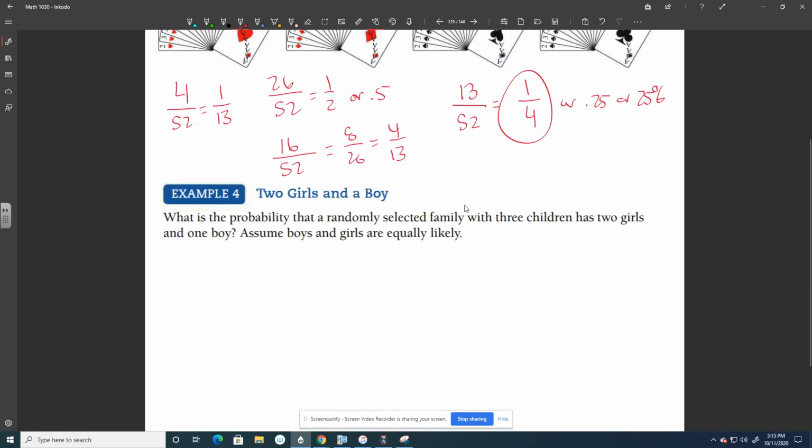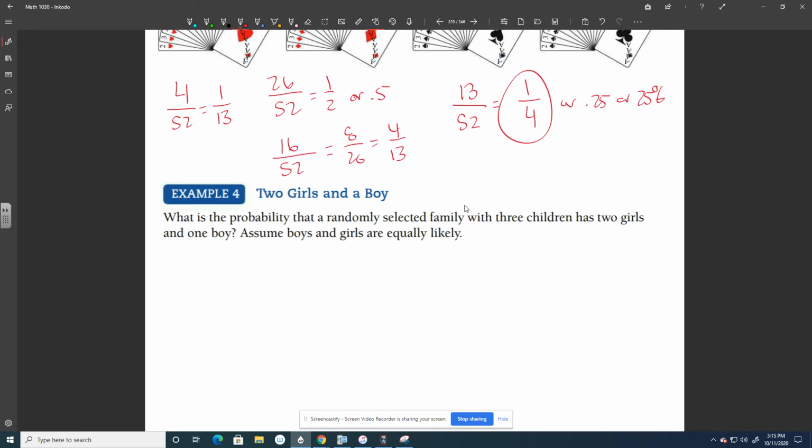Okay. 2 girls and a boy. What's the probability that a randomly selected family with 3 children has 2 girls and 1 boy? Assume that boys and girls are equally likely, which theoretically, the third child, if you've had 2 in a row of the same, the chances that the third is going to be the same is actually super high. At least that's the theory I've heard.